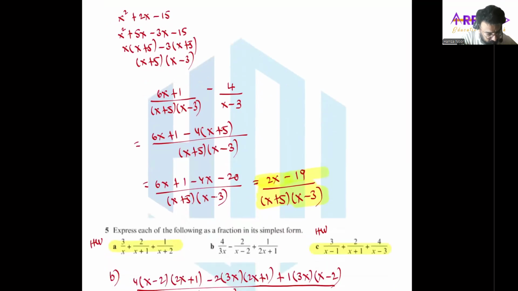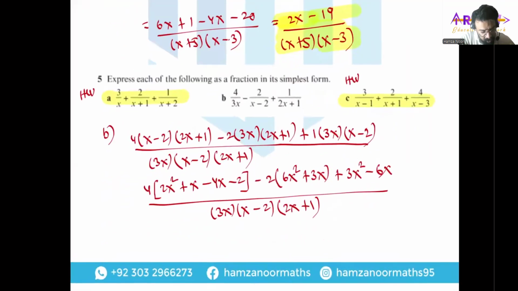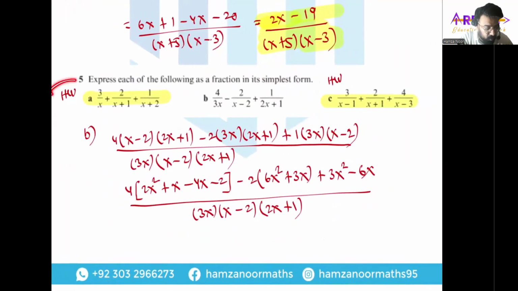Up next we have question number 5. Part A and part C are your homeworks. I'll just do this part B over here and then I'm going to move on. So 4 upon 3x, minus 2 upon x minus 2, plus 1 upon 2x plus 1. Here we have three fractions.